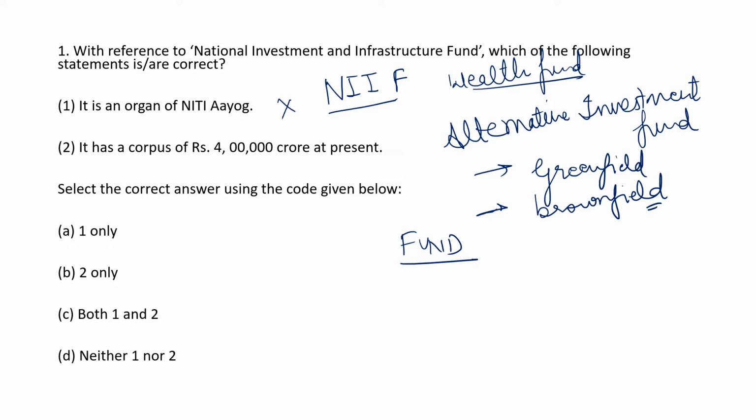Next is, it has a corpus of 4 lakh crores at present. When this question was asked, the corpus was 40,000 crores. Both of the options are wrong.